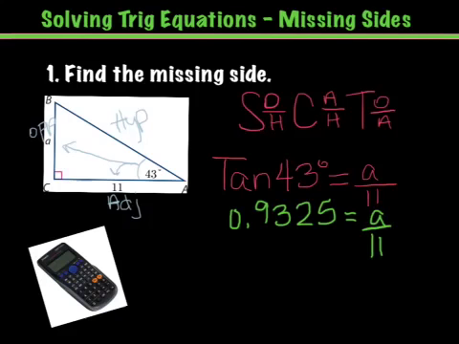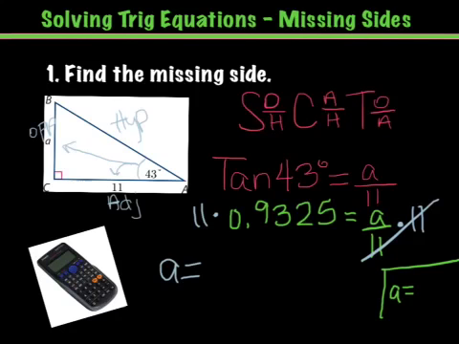Well, how do you solve this equation? Let me go ahead and put a spot for my answer. A equals. Okay, so how would you solve this equation to get A by itself? Well, hopefully you're thinking that we will multiply both sides by 11. And that'll tell us what A equals. So A is going to equal whatever this number is times 11. And we end up getting 10.26. I'll go ahead and round to the nearest hundredths. So our missing side is 10.26.